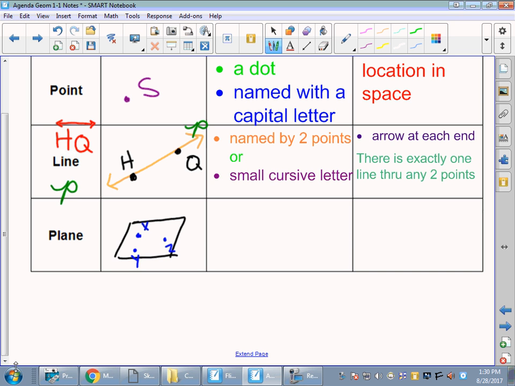Also, on a plane, you'll often see a large, a capital cursive letter, like, say, let's not do M because M looks like a small one. Let's do a B.